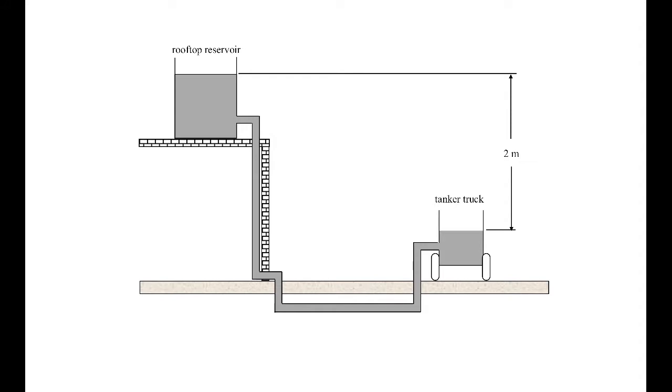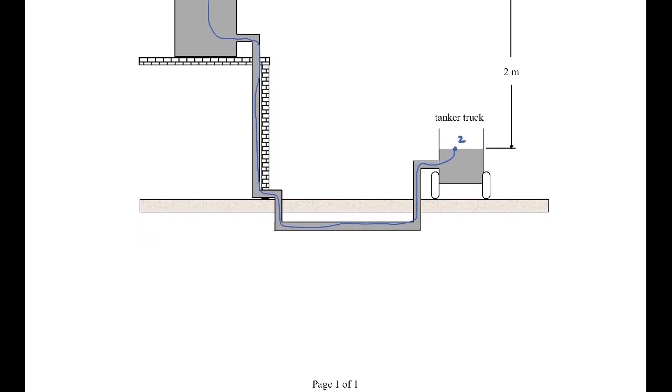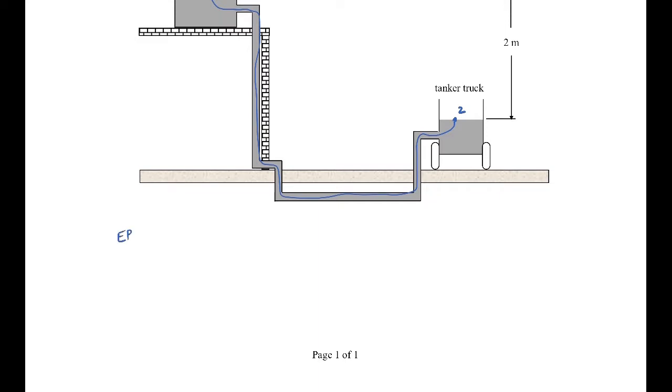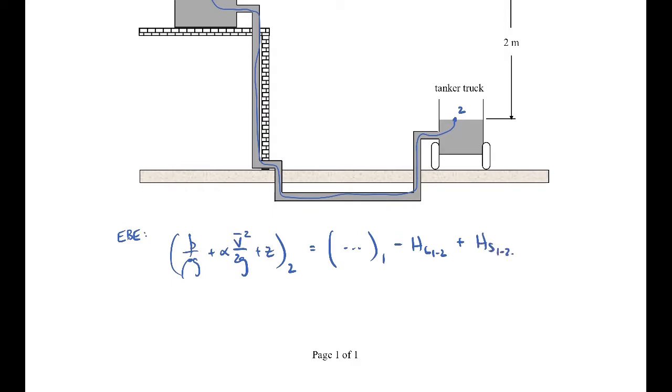So let's go ahead and draw our point 1 and point 2 on the picture here. We'll choose point 1 at the top of the rooftop reservoir, and then we'll follow a stream tube as it goes out and ends up at the free surface of the tanker truck. And let's go ahead then and write the extended Bernoulli equation. So there's the total head at the outlet. That's equal to the total head at the inlet minus the head losses between those 2 points, and then we'll add in any shaft head that occurs between the 2 points.